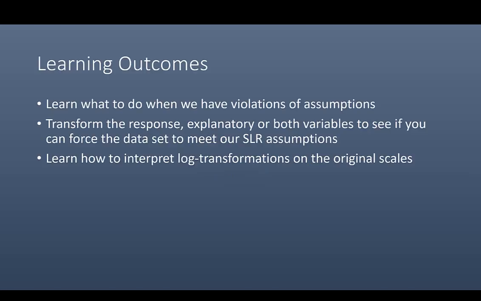When there are violations to the assumptions for a linear model, then we cannot trust any of the inferences generated by the regression model. There are three potential solutions to violations of the validity conditions. Remove an offending point or two, one at a time, to see if this improves the results. Transform the response, the explanatory, or both variables to see if you can force the dataset to meet our simple linear regression assumptions after transformation. Consider more advanced statistical models that can account for these issues.